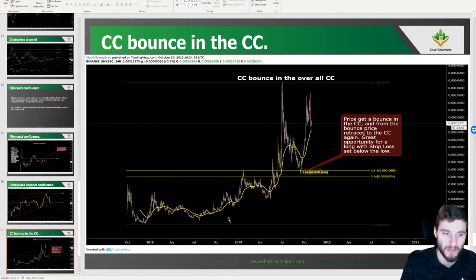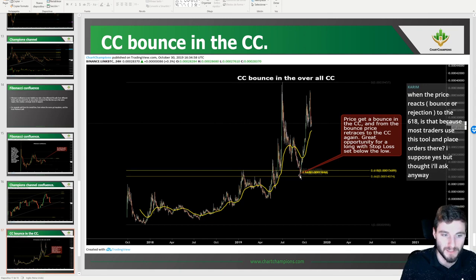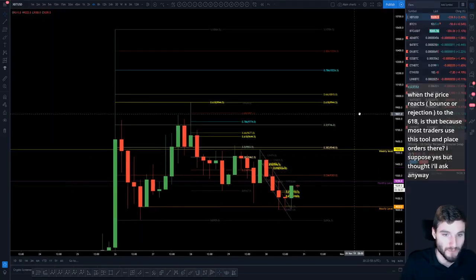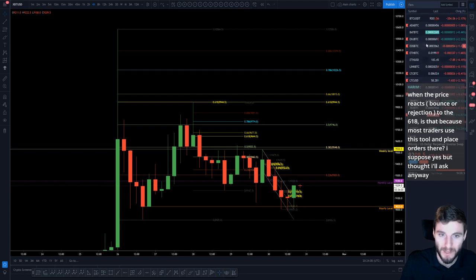Very high probability long. If you're going from low to high and you're coming into the champions channel and you're starting to bounce, pull another fib from that bounce where it starts getting impulsive, and look to buy. And I'll give you a few different examples on XRP and link.